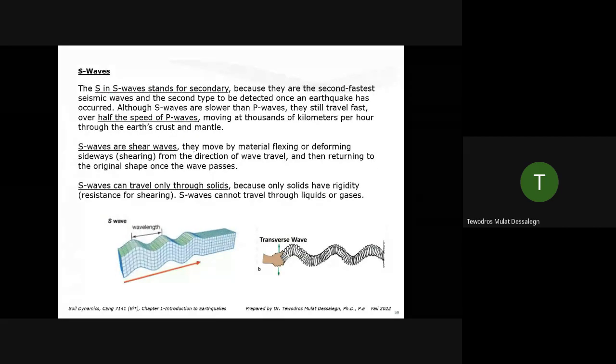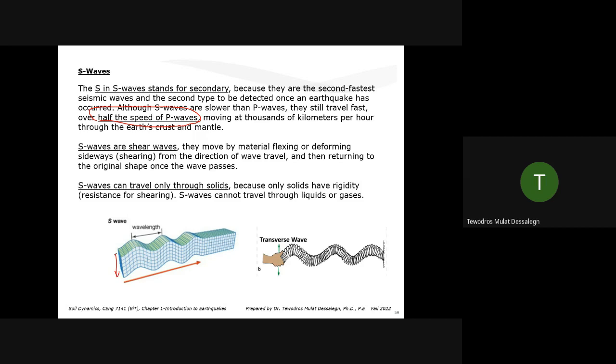S wave or shear wave, they are called S for secondary, because they arrive to the recording site after the primary wave. And its speed is about half the speed of P wave. S waves are shear waves. We call them shear waves because see how the motion is applied. It's in the shear direction. They move by material flexing or deforming sideways or shearing from the direction of wave travel. So this is the direction of wave travel you have, but the local material is moving in the perpendicular direction compared to the main propagation of the wave.